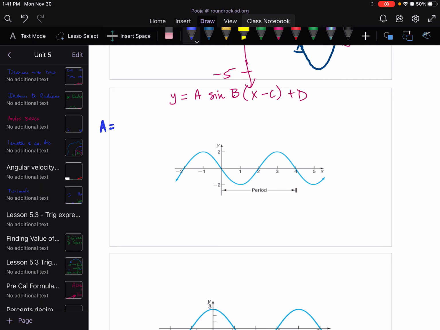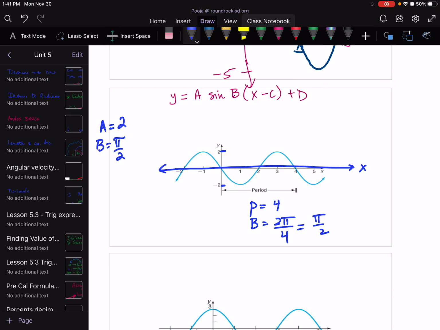So amplitude, that's how the wave goes from 2 to negative 2, but it's wrapped around the x-axis. So the amplitude is definitely 2. Then comes in P. Period here, you can see, is marked 4. So period is 4, then B is 2 pi over P, which is 2 pi over 4, pi over 2. So B is pi over 2.